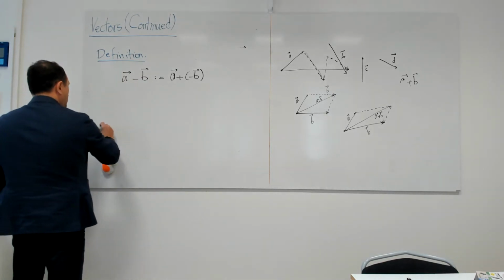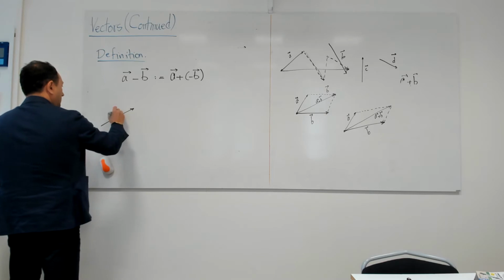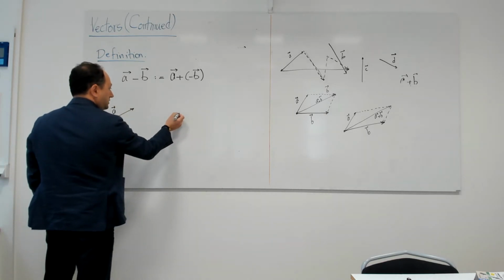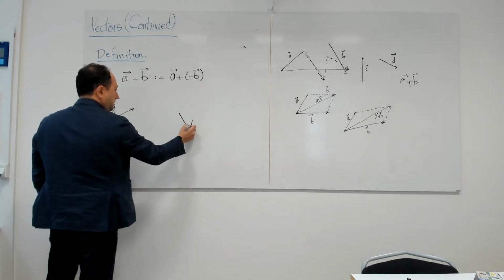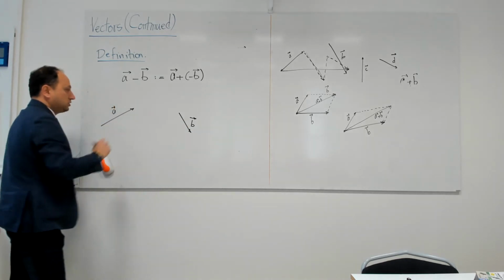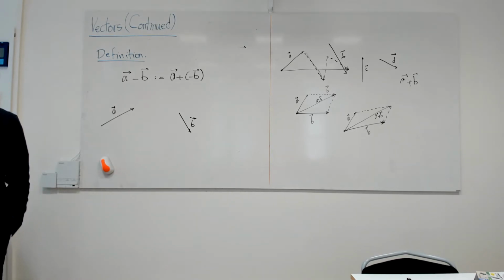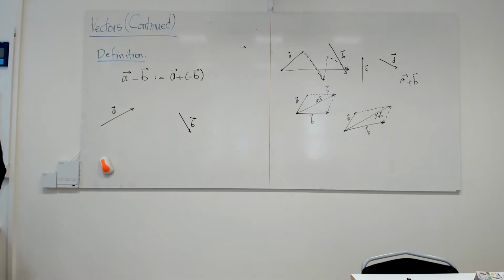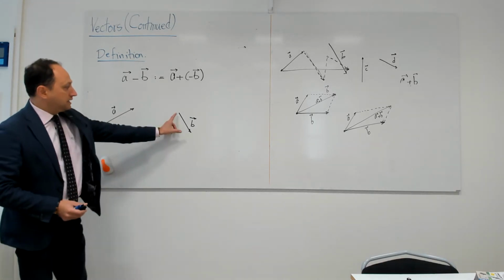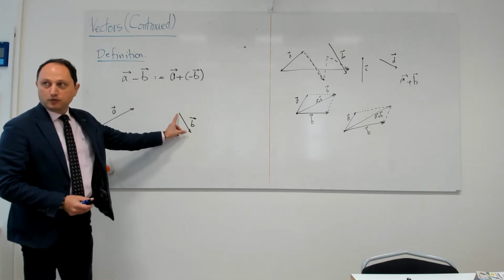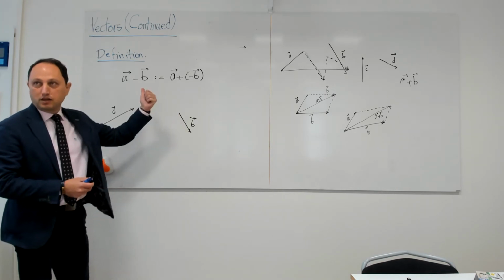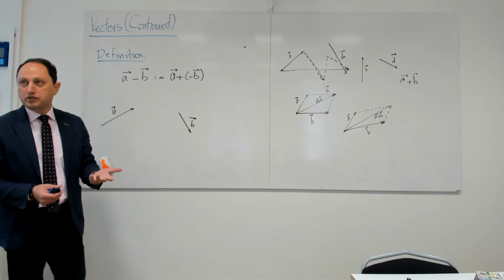For example, if I give you this vector here, A, and this vector here, B, and I ask you to draw A minus B, what should I do? Okay? First of all, yes, you can say, the vector B, you make it point in the opposite direction. So I will take this exactly parallel to itself with the same length but pointing in the opposite direction. That would be minus B.